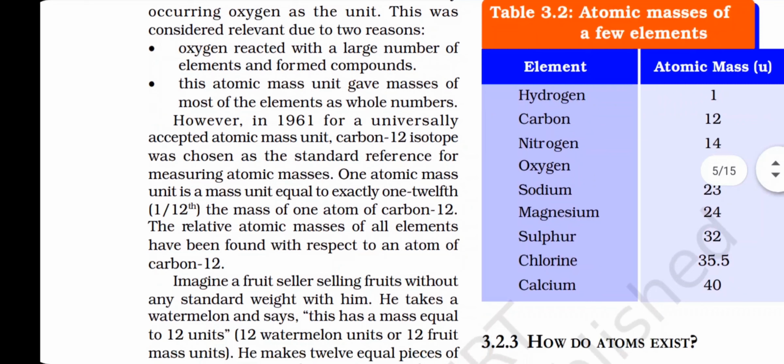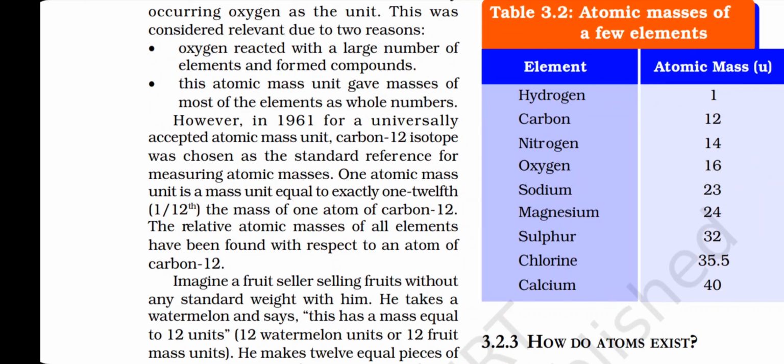However, in 1961, the carbon-12 isotope was chosen as the universally accepted standard reference for measuring atomic mass. One atomic mass unit is equal to exactly 1/12 of the mass of an atom of carbon-12. Relative atomic masses of all the elements have been found with respect to the atom of carbon-12.